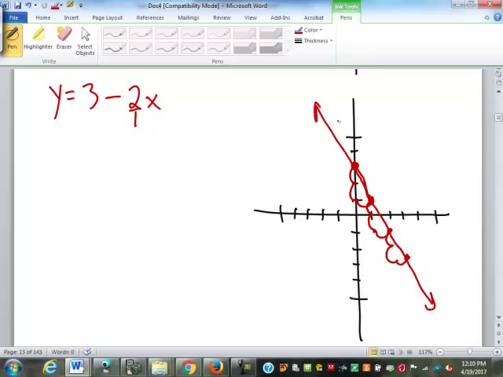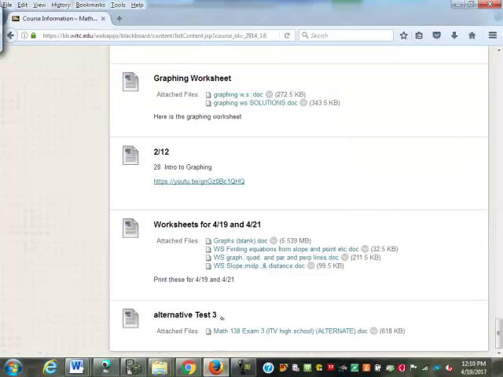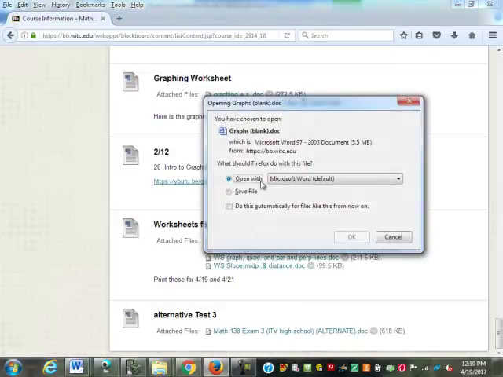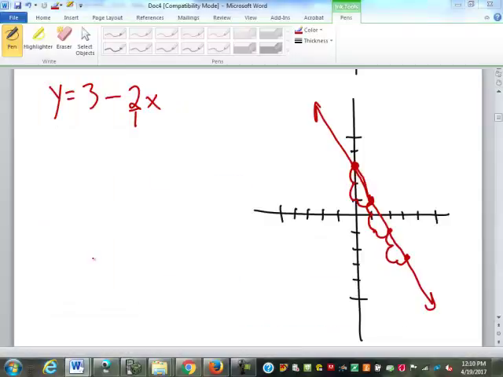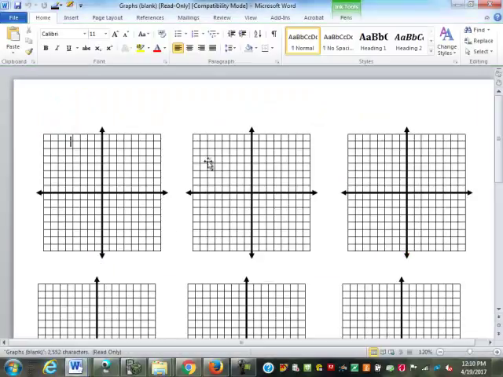Now, for your homework, if you want to sketch them out like I'm doing here, that's just fine. I did place in Blackboard for you, in amongst the recordings and the course information, a blank graphs worksheet you can open. That'll actually give you blank graphs that you can use for your homework if you want to as well.